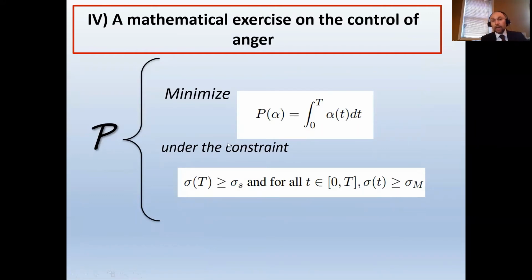But I want that my sigma of capital T be greater than sigma S, meaning that my energy of anger at time T, I want it to be smaller than the ES. And for all T, I want that sigma T be greater than sigma M, meaning that the energy of anger is less than EM, which is the maximal energy acceptable.